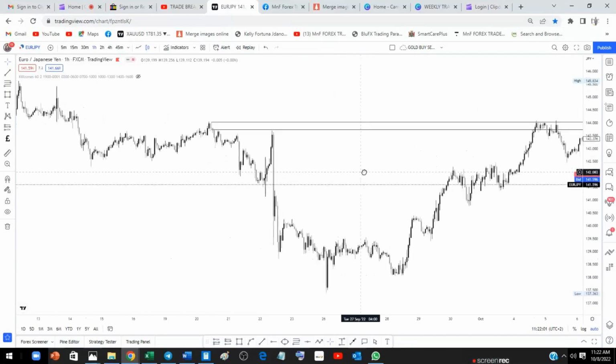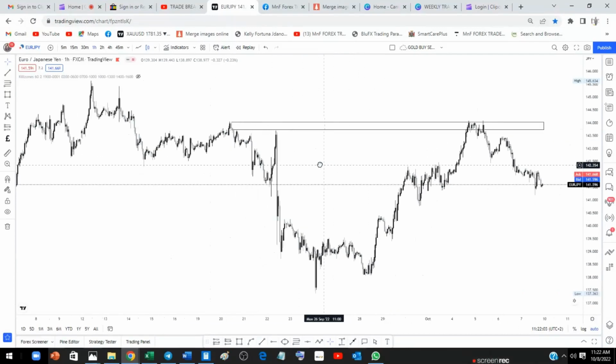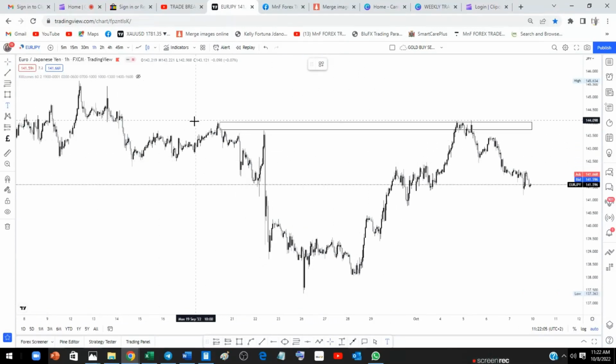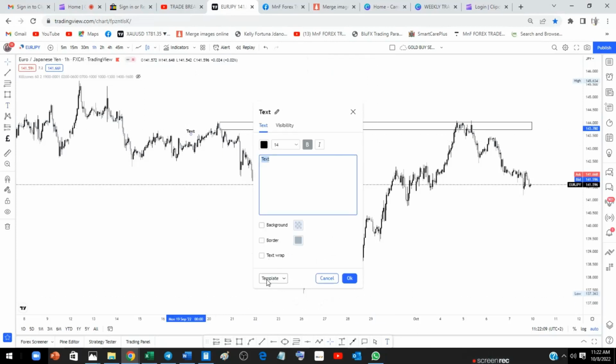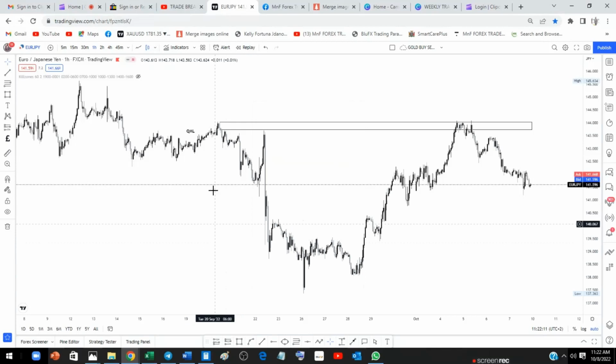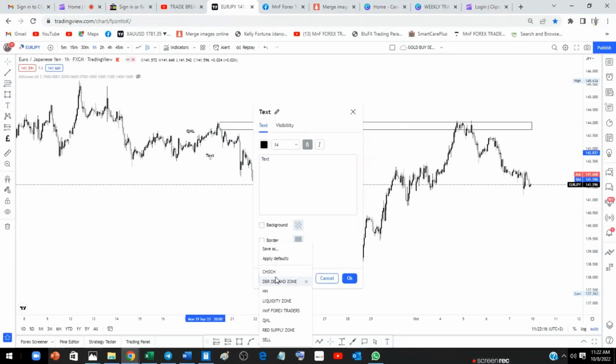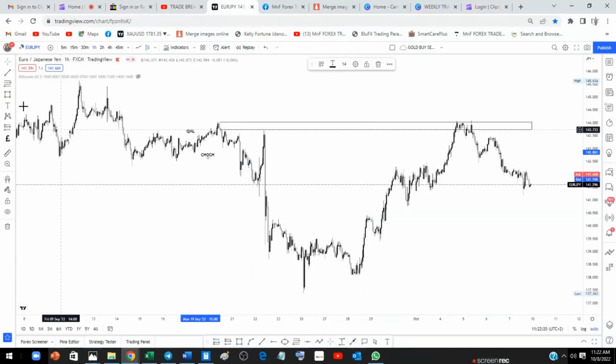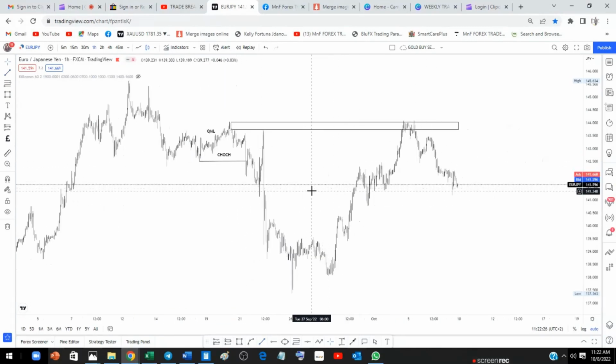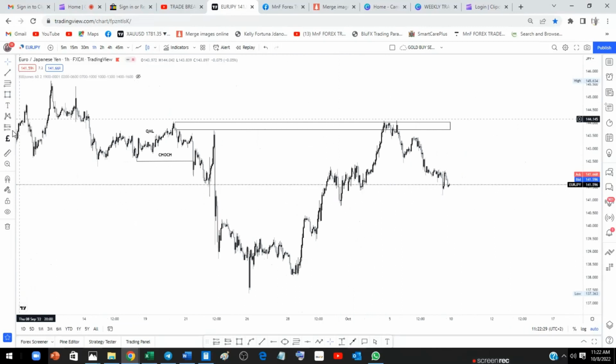Remember, what do we have? We're looking for the QML, the higher high and the lower low. So right here we have our QML. We'll put our QML just there, and then we'll put our change of character. Why change of character? Because the market had broken this previous low here. The market had broken that level right there. That signifies a change of character, a change of trend of the market.